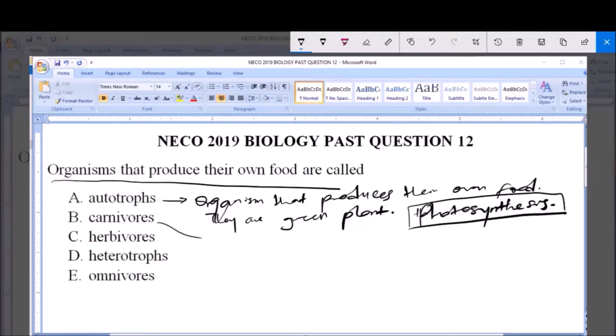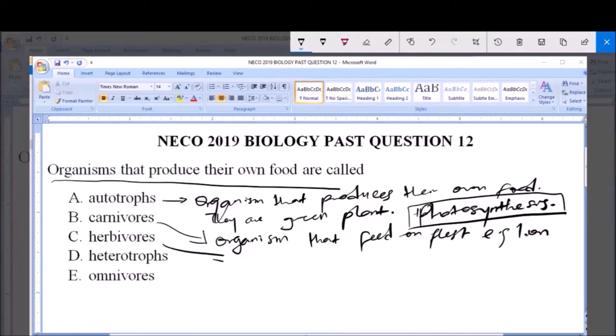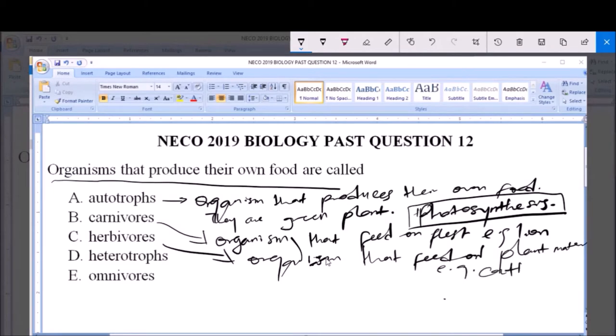Now, option B here says carnivores. Carnivores are simply organisms that feed on flesh or animals. Examples are the lion, tiger, leopard, and the rest. Now, option C says herbivores. Herbivores are organisms that feed on plant materials. Examples are cattle, goats, sheep, and so on.